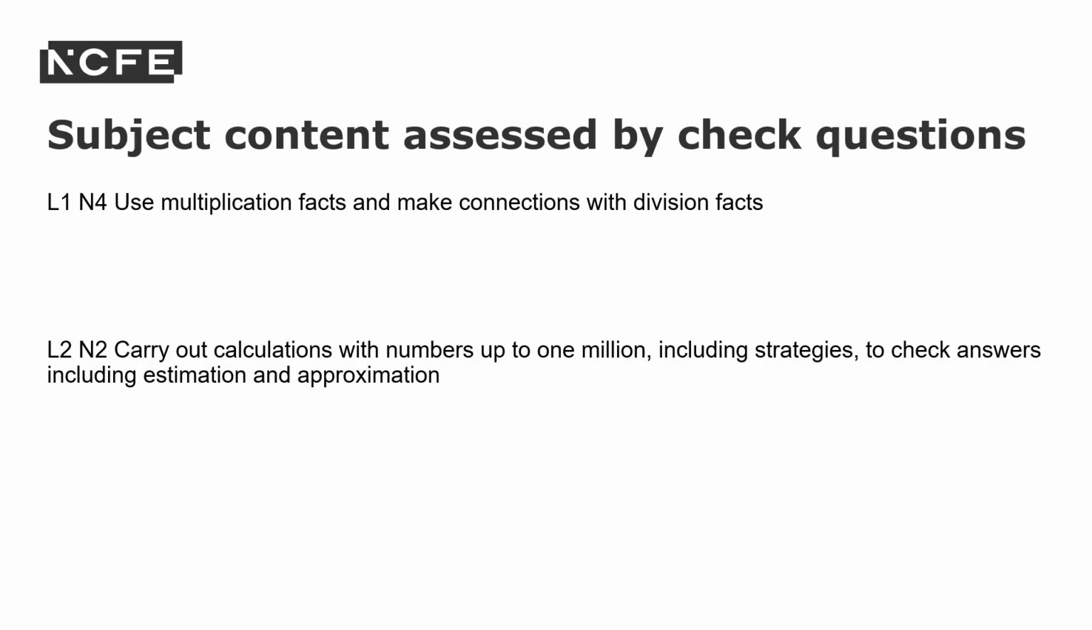learners need to be able to carry out calculations with numbers up to 1 million, including strategies to check answers, including estimation and approximation. Although reverse calculation is not explicitly stated in the subject content statement, it is implied by the including strategies part of the statement. So it says including strategies like estimation and approximation, but that does not discount reverse calculation also at level 2.